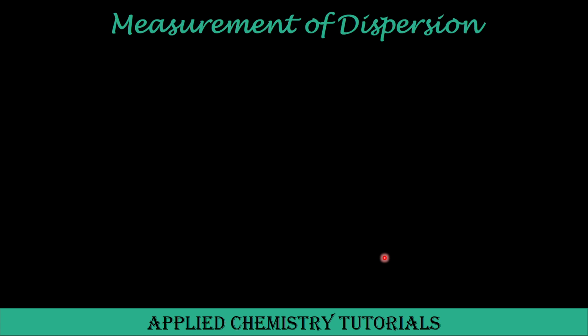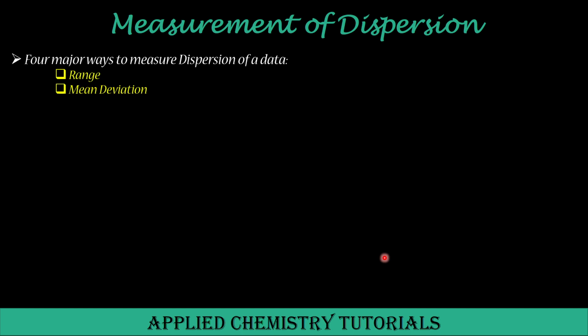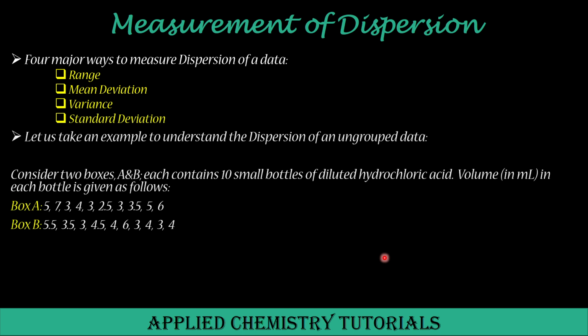Measurement of dispersion. There are four major ways to measure dispersion of data: range, mean deviation, variance and standard deviation. Let us take an example to understand the dispersion of an ungrouped data. We are keeping the same example from our last video so that the viewers can understand it easily. Consider two boxes A and B. Each contains 10 small bottles of diluted hydrochloric acid.